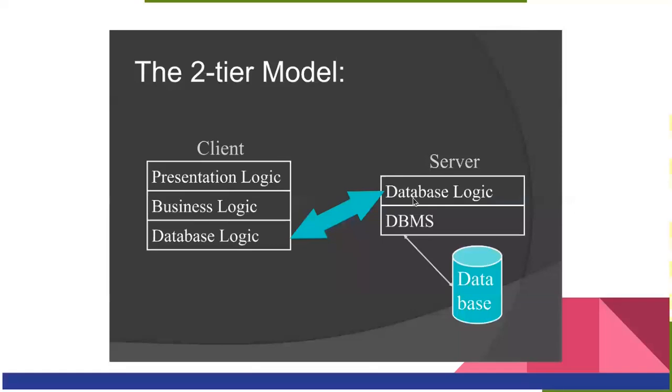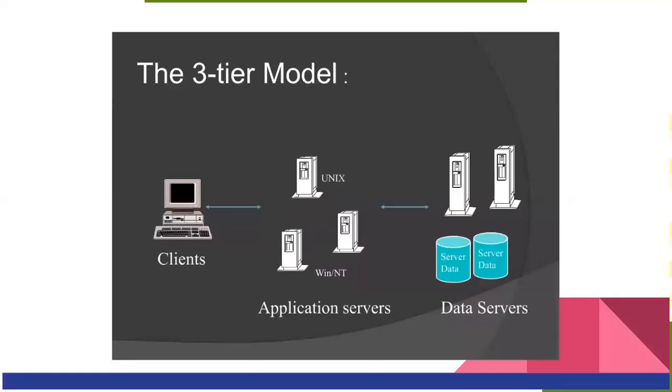Okay, let's move on to the three-tier architecture model. We have clients and we have application servers, which means all the programming languages will reside on these application servers, except the database. The database will reside as a separate server. So this is the three-tier architecture model. These things we will get to know, and we will get familiar with them once we go through the examples.